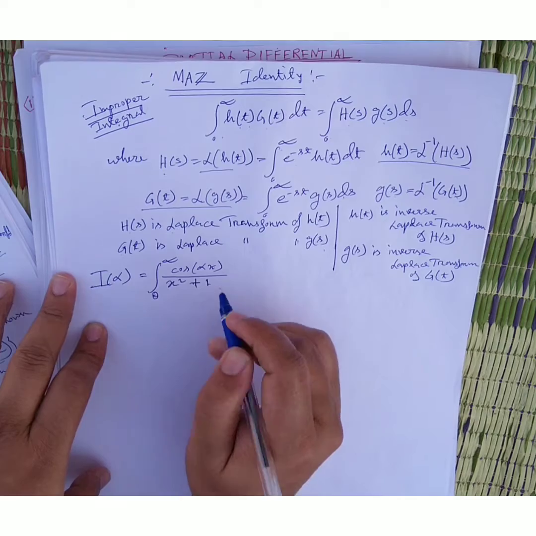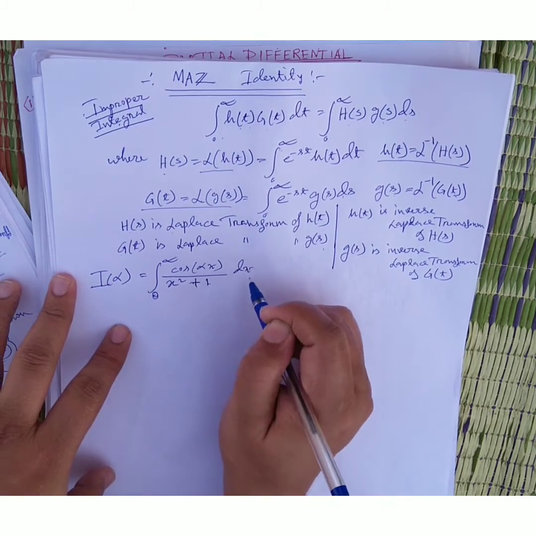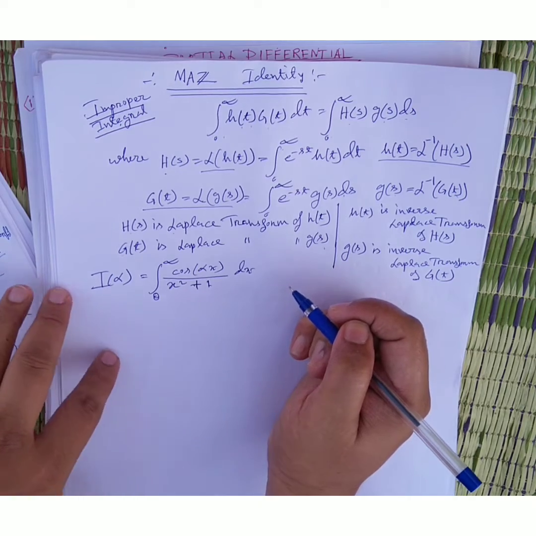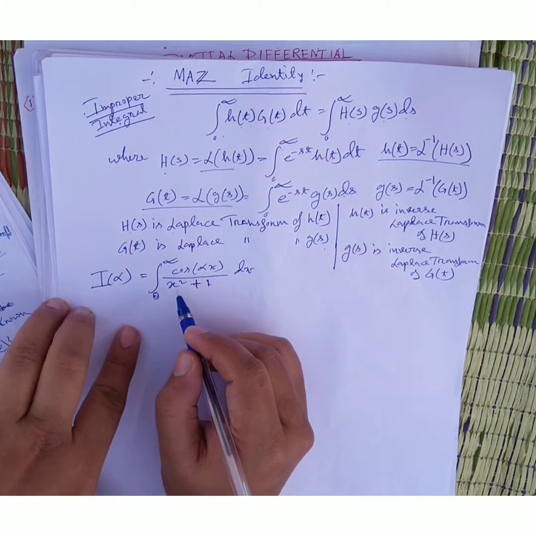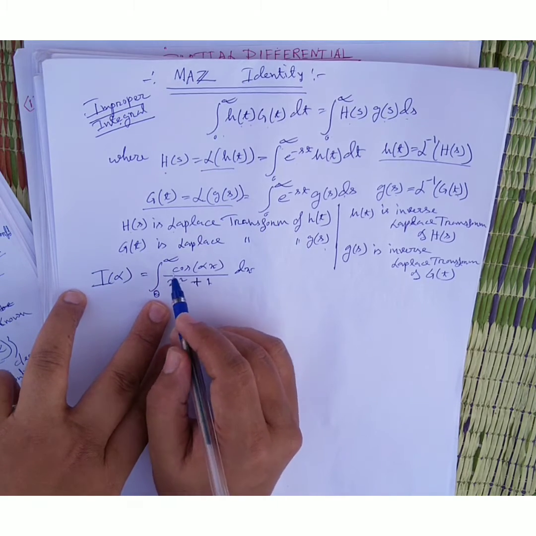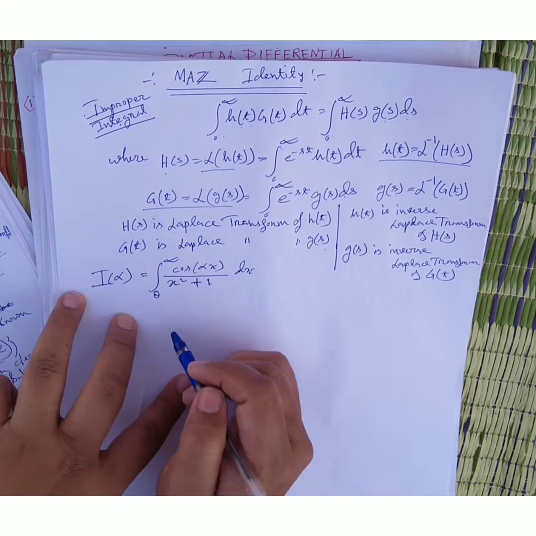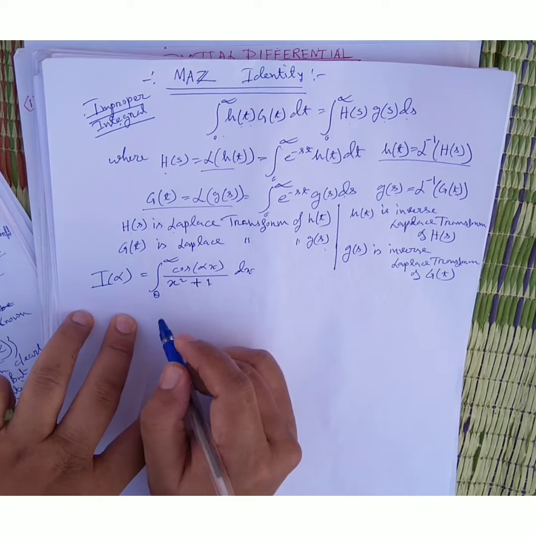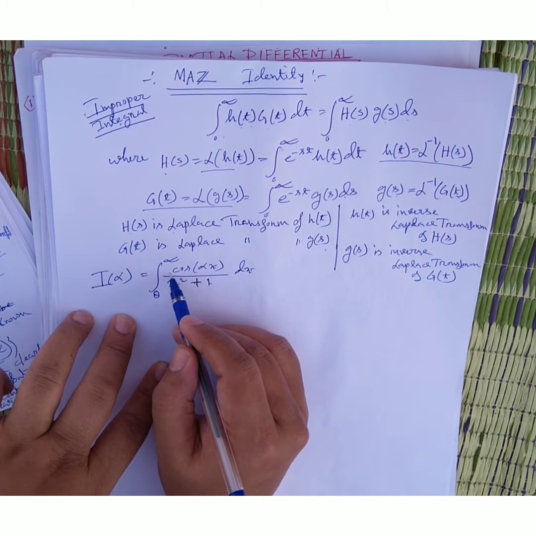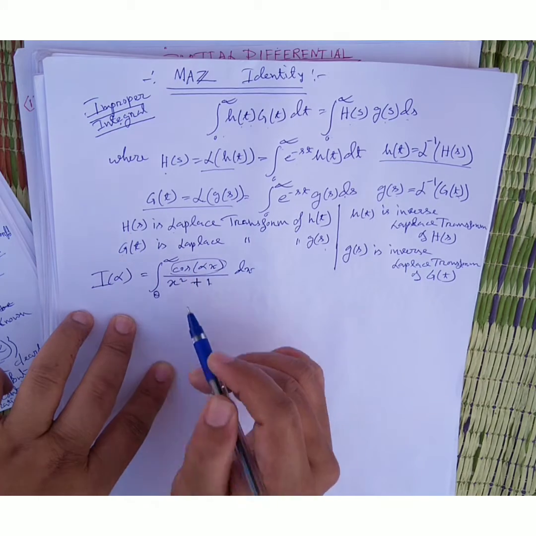So this is the problem. This integration is very common, and we apply this result in a lot of long integrations. This integral is I(alpha) equal to the integral from 0 to infinity of cos(alpha x) divided by x square plus 1 dx. You must remember cos(alpha x) here.